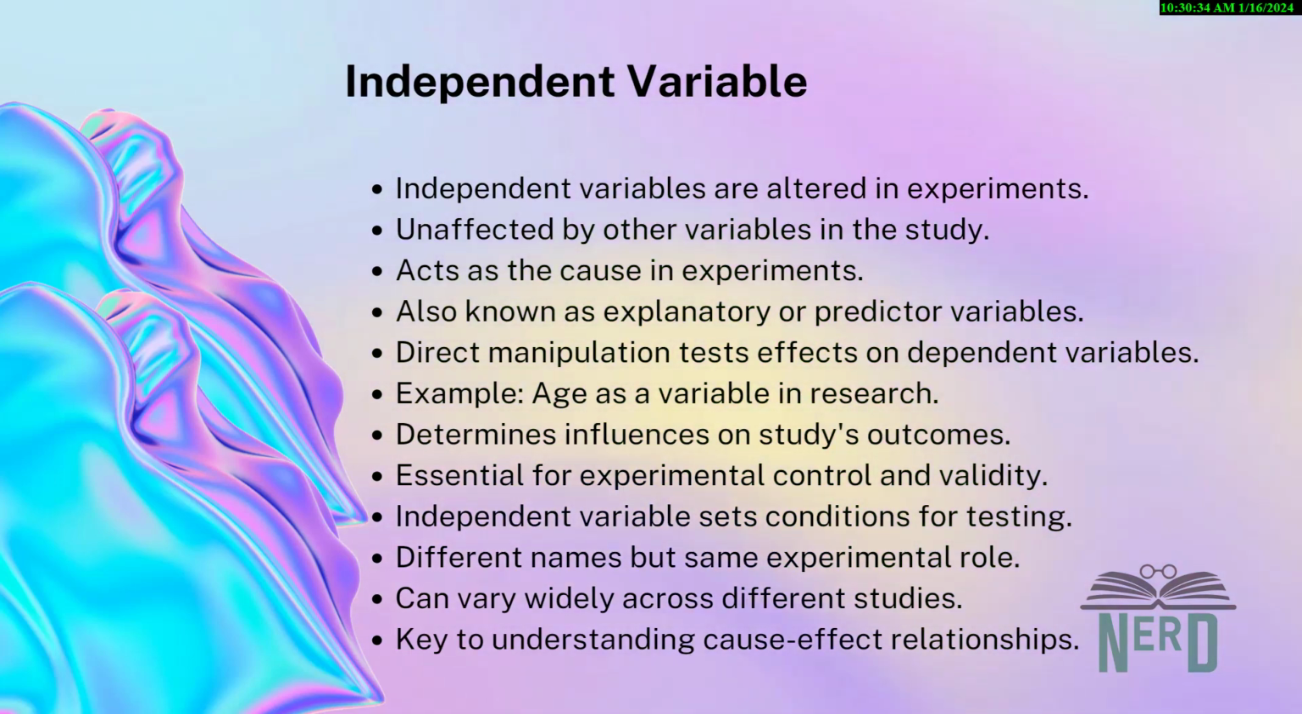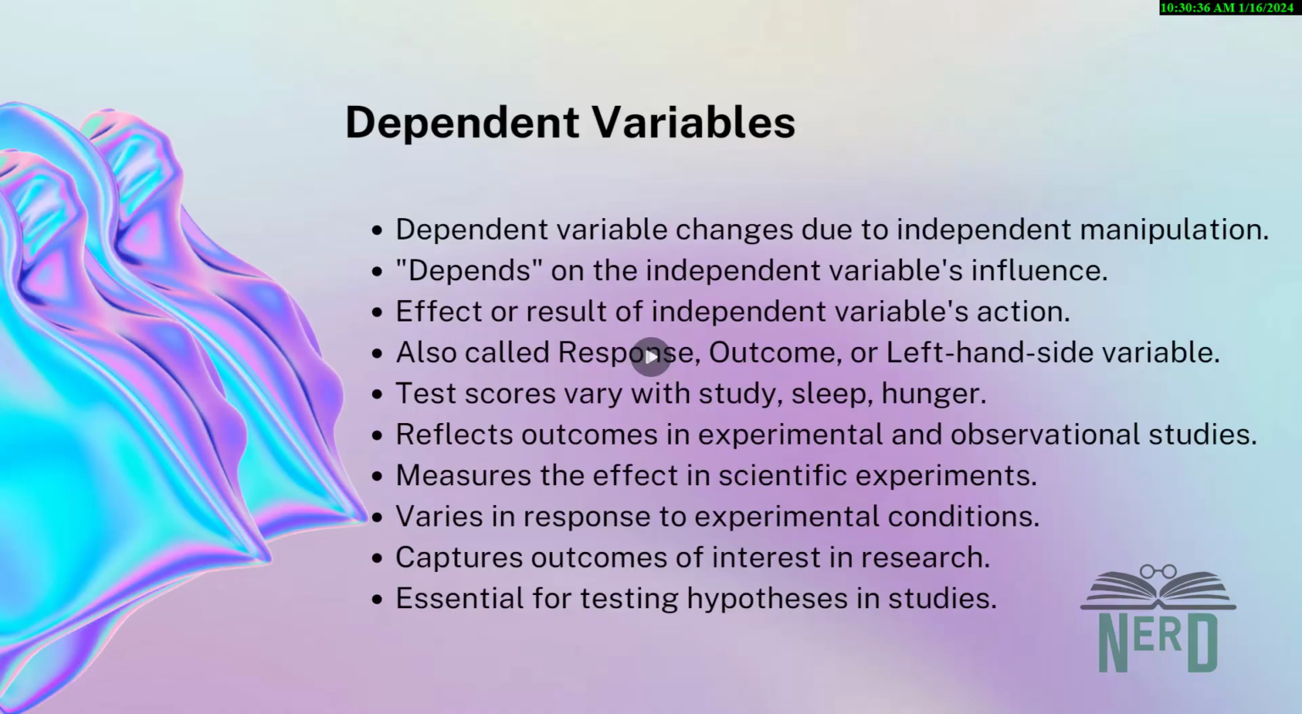Next, we're going to talk about the dependent variable. So dependent variables are the opposite of independent ones. They are like the outcomes or reaction in your experiment. These guys depend on the independent variable. And if you change the independent variable, what? You will see a change in the dependent variable. These variables are also known as response, outcome, or left hand side variable. They are what you measure in your experiment.